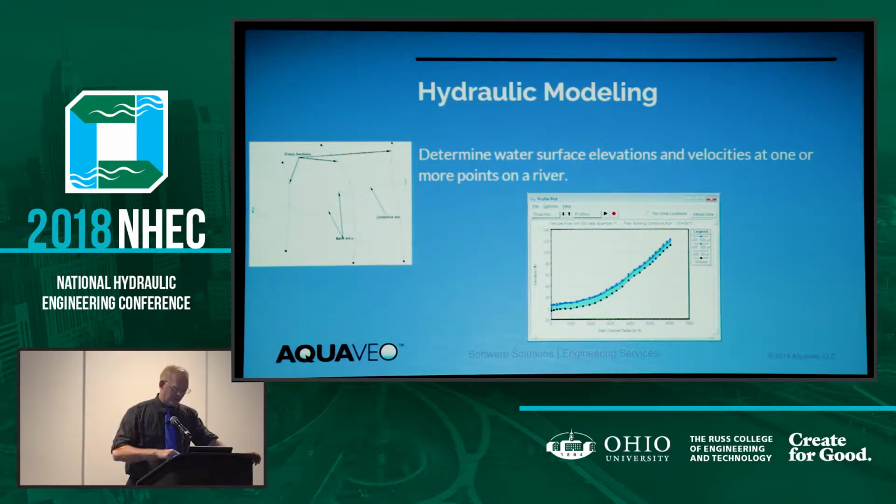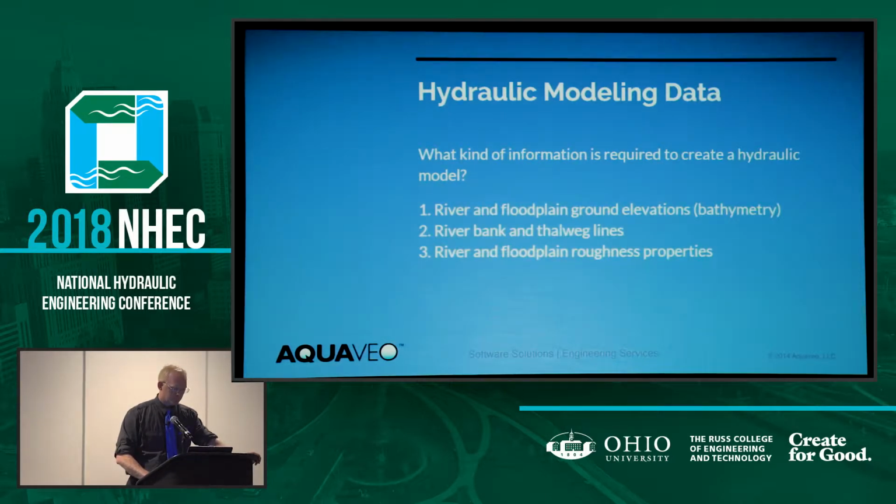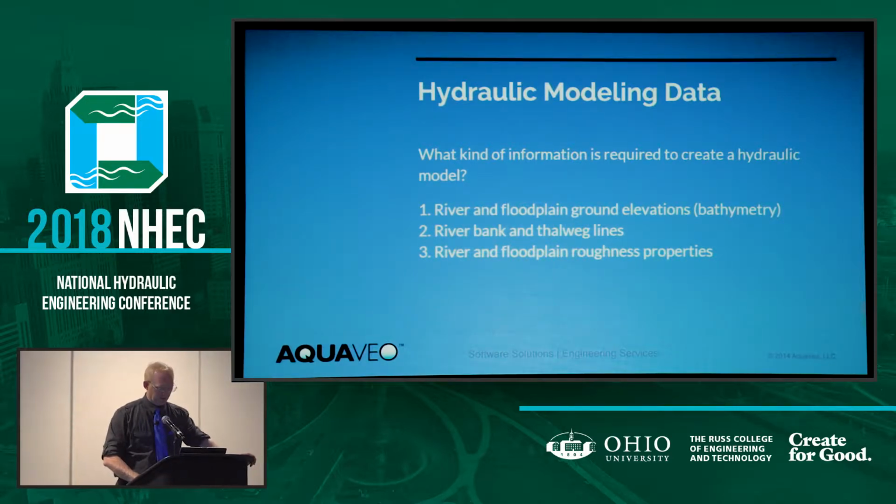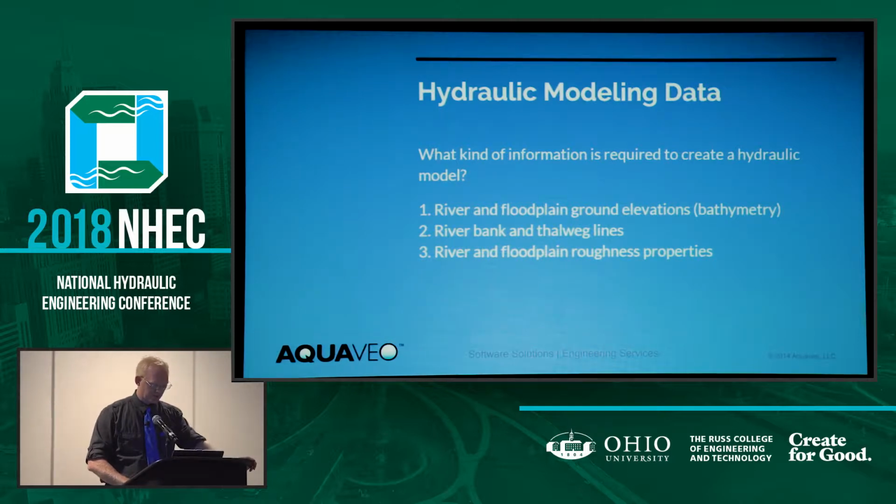On the hydraulic modeling, the purpose is to determine water surface elevations and velocities at one or more points on a river. To do hydraulic modeling, this is the data you're going to need: river and floodplain elevations, which is bathymetry, your riverbank and thalweg lines, and river and floodplain roughness properties. And those can come from land use and soil types.